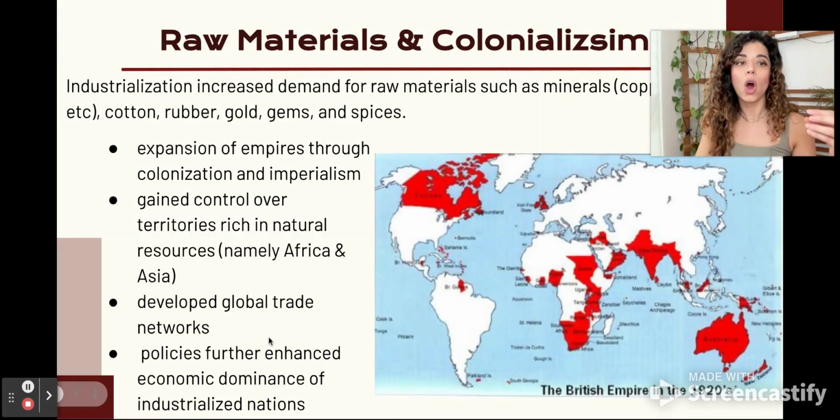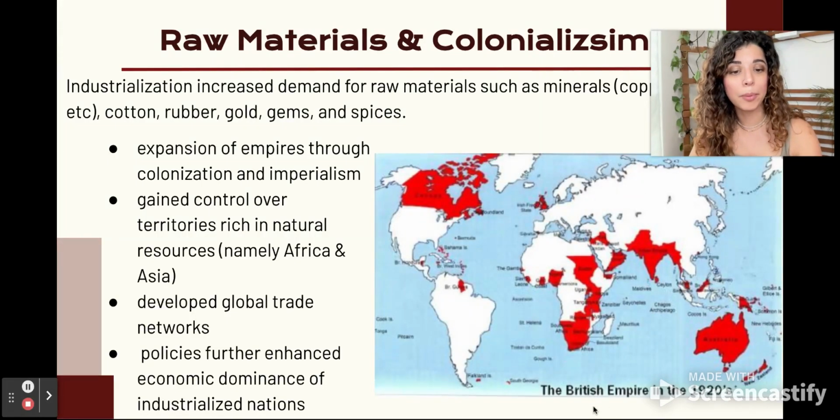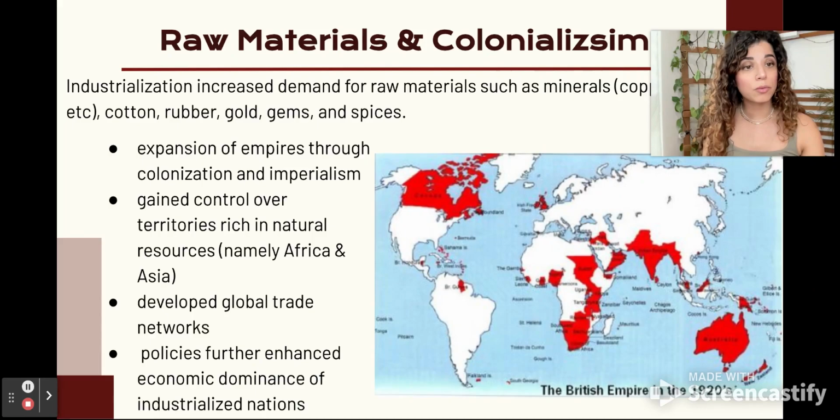These colonies were not only harvested for their raw materials, but they were also new markets for these European countries. Typically, the policies in place around this enhanced the economic dominance of these industrialized nations, aka the colonizing nations. The image we see here is an example of the British Empire in the 1920s. In these different regions, Britain was taking raw materials and also selling finished products back to these areas, so it opened up new markets for them as well.